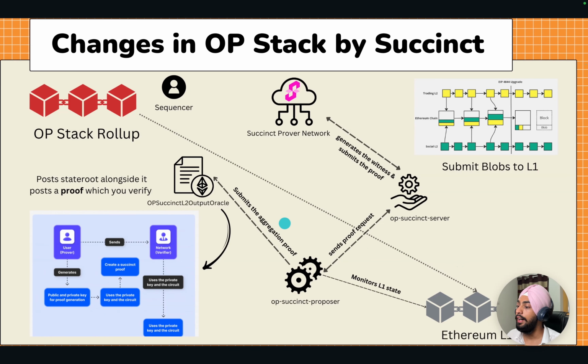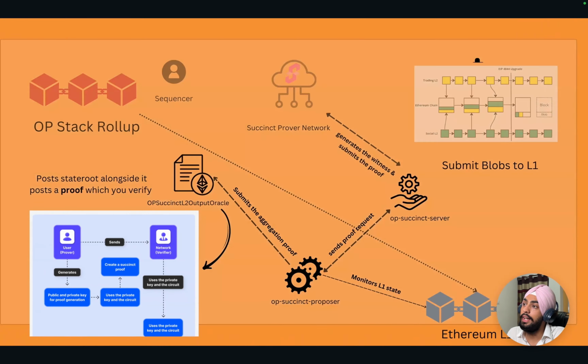So tada! OP Succinct has transformed any OP Stack rollup into a fully type 1 ZK Ethereum rollup with 1 hour finality secured by ZK proof. So these were the only changes that the Succinct team made to the OP Stack.